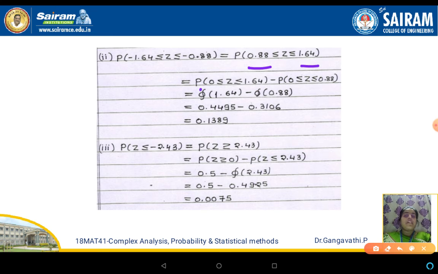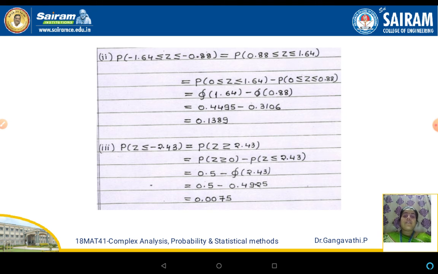Upper limit first: probability of 0 less than or equal to Z less than or equal to 1.64, minus the lower limit, P of 0 less than or equal to Z less than or equal to 0.88. So P of 0 less than or equal to Z less than or equal to 1.64 can be written as phi of 1.64, and the 0 to 0.88 part can be written as phi of 0.88. Phi of 1.64 you have to get from the normal distribution table, and phi of 0.88 you also have to get from the normal distribution table.